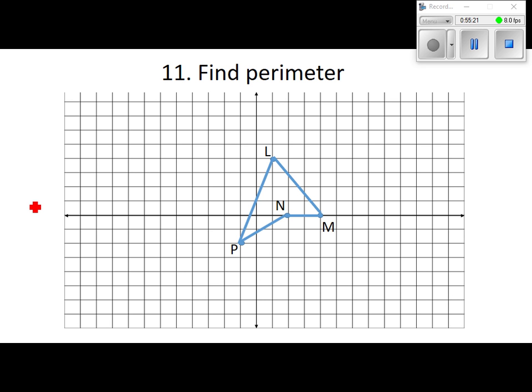You could have done it that way, and it gives you the same answer, right? And that's all the distance formula is. The distance formula is derived from the Pythagorean theorem.